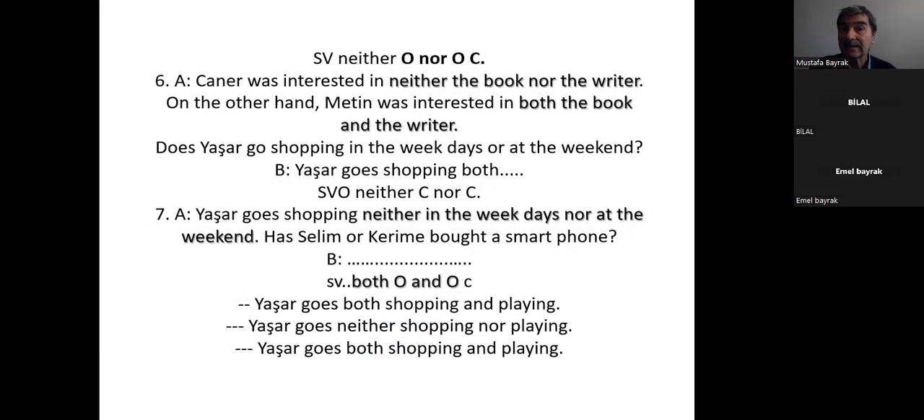Caner was interested in. Okay, Caner was interested in. Caner was happy with, for example. Caner was interested in neither the book nor the writer. Is it clear? You can add complement. Caner was interested in neither the book nor the writer yesterday at the book fair, for example. On the other hand, Metin was interested in both the book and the writer yesterday at the book fair.